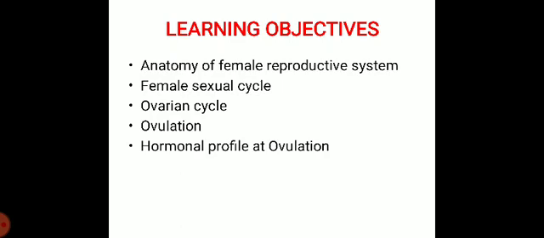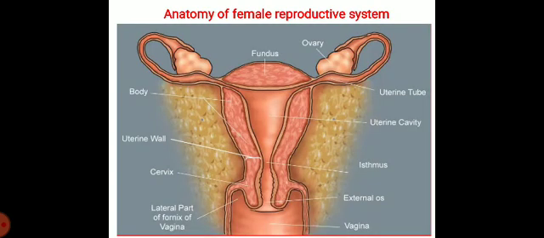Learning objectives of my lecture are: at the end of my lecture you must be able to answer the following: anatomy of the female reproductive system, female sexual cycle, ovarian cycle, ovulation, hormonal profile at ovulation. Anatomy of the female reproductive system.